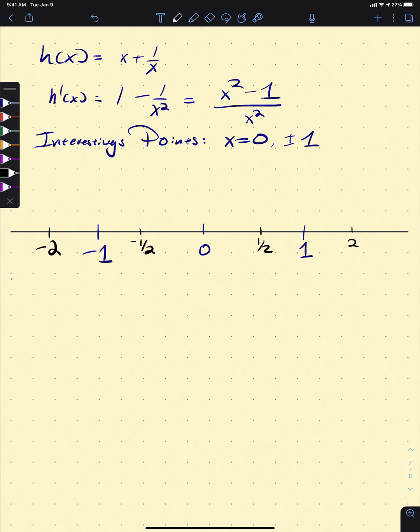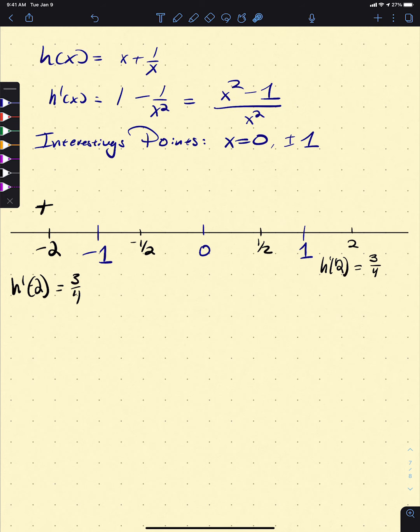Starting with -2, we'll see h prime of -2. It looks like it's going to be 4 minus 1, or 3, over 2 squared, which is 4. So we're going to be positive there. And then I'm going to take a second to note that h prime of 2 is the same thing. H prime of 2 is also 3 over 4, noticing that we get 4 minus 1 for 3 over 4. So we're positive on each of those intervals, which is great.